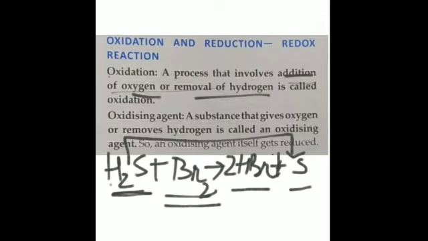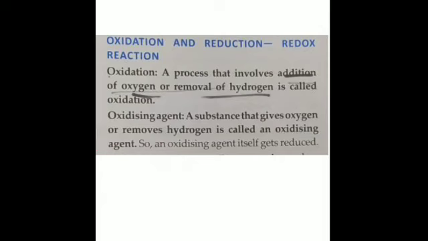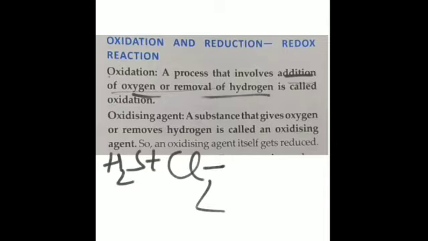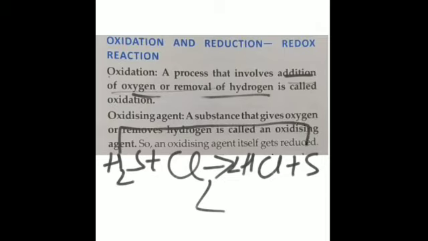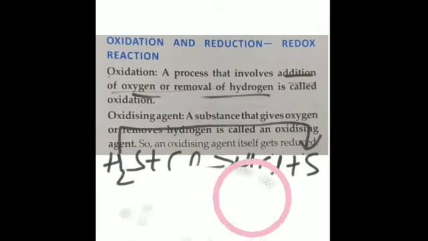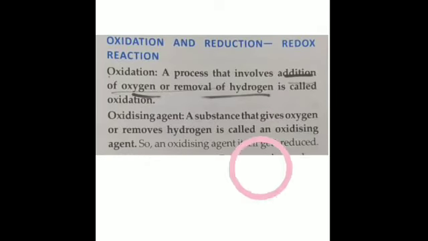We can take one more example, that is H2S plus Cl2 gives 2HCl plus S. Same mechanism, you can see this has been oxidized to sulfur and chlorine is helping it, and this is known as the oxidizing agent. Is it clear? So this is what oxidation is.